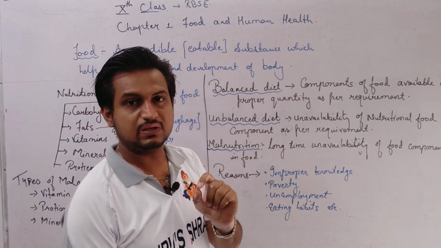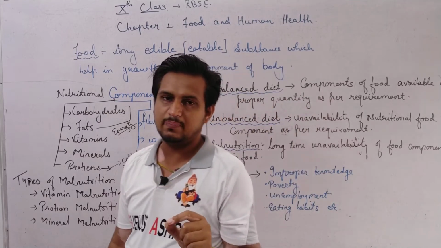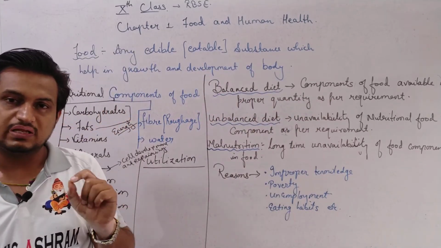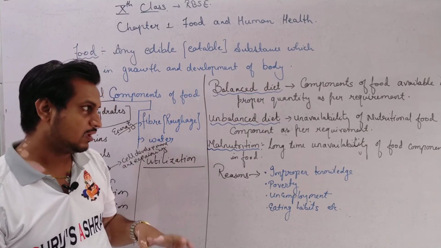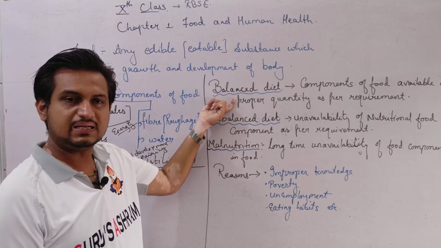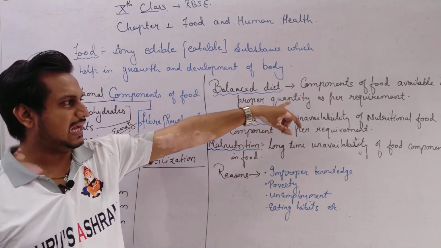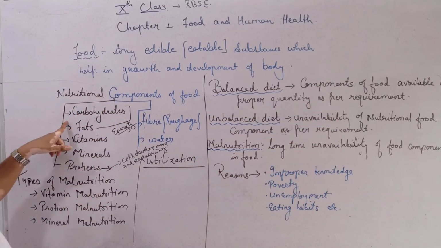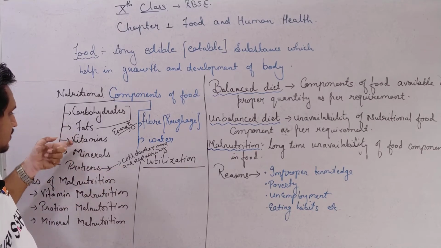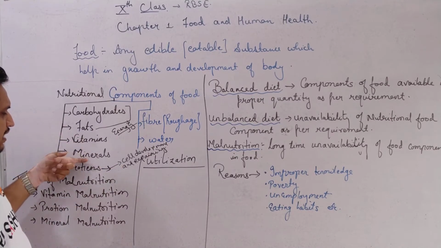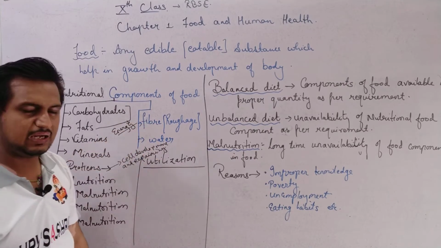Okay, there should be one thing clear to you. Each and every body has a special, separate requirement for its development and growth. Not everybody requires the same. Okay, got the definition of balanced diet? It means components of food available in proper quantity as per requirement. Fats and carbohydrates should be in their quantity, vitamins in their quantity, minerals in their quantity, proteins in their quantity, fibers in their quantity, and water in their quantity.